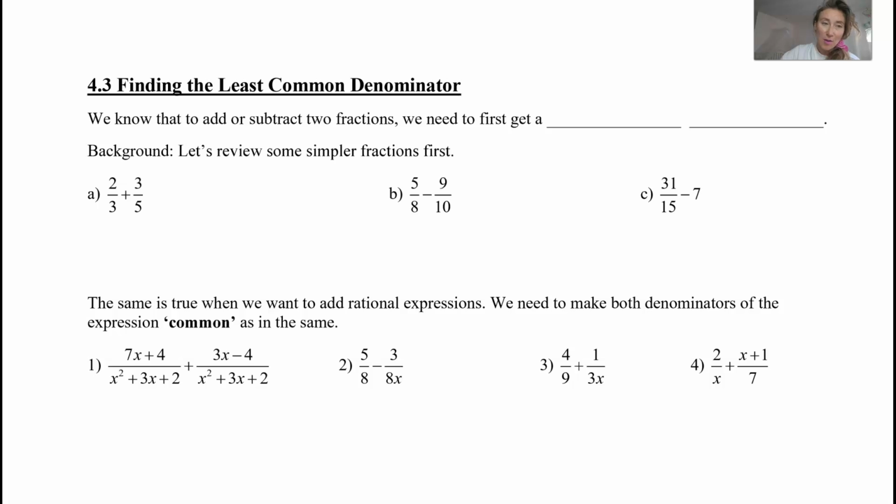We're looking at section 4.3. We're finding the least common denominator. This is just a background set of notes before we start adding fractions, just the practice of finding that common denominator, because that's often a difficult step. We know that to add or subtract two fractions, we need to first get a common denominator. So that's what goes in this blank.